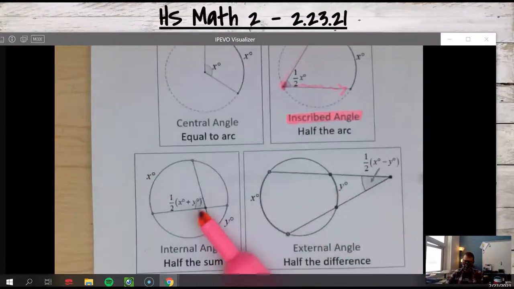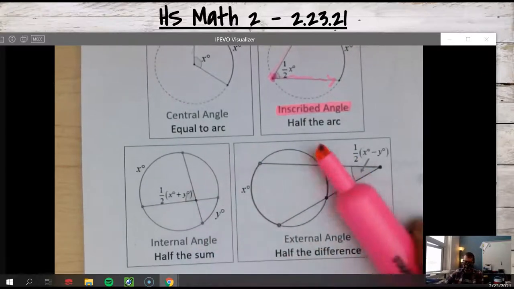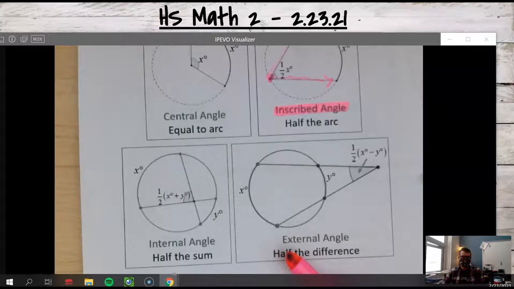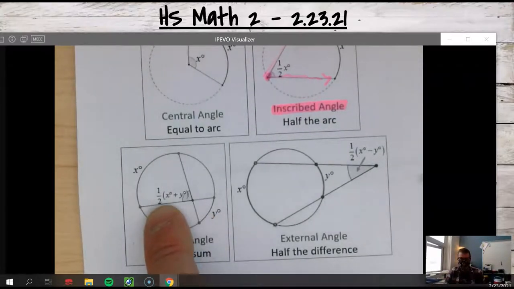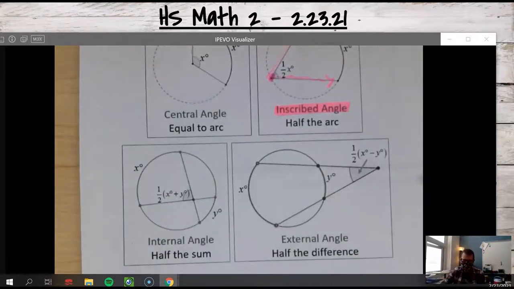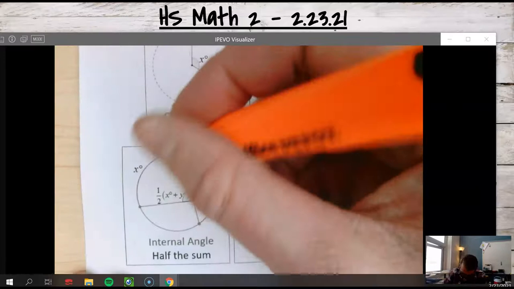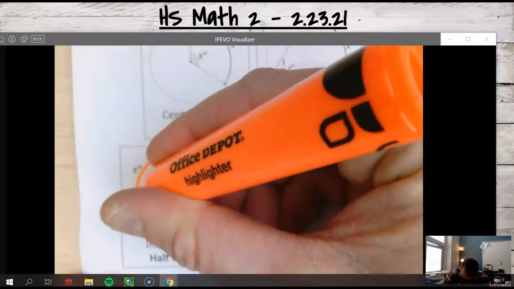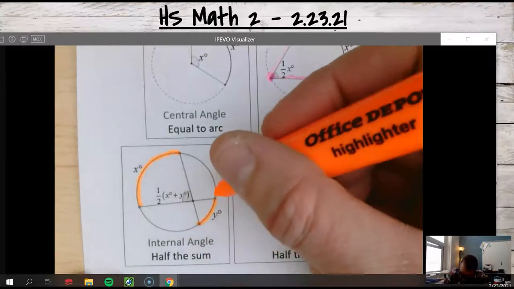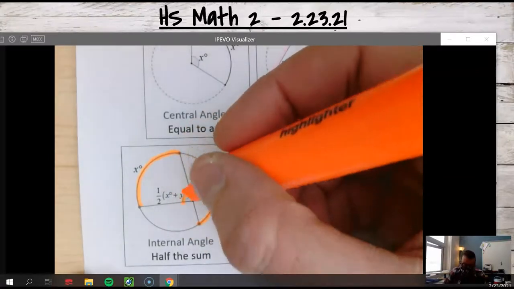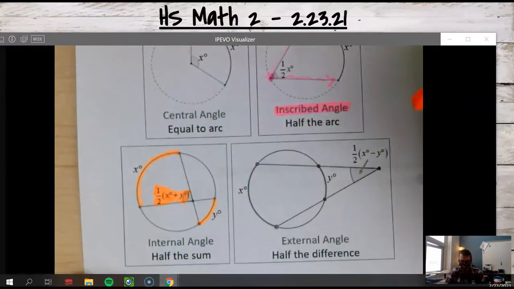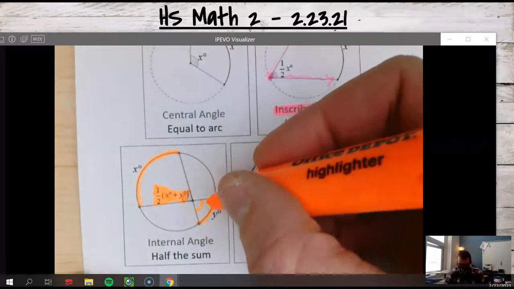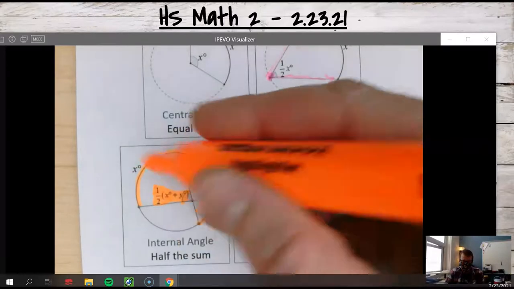Here are the weird ones, right? These two, these are the ones that I wanted to make sure that you had. If we have an angle that is not a central angle and is not an inscribed angle, then it is half the sum of the arcs. Guys, I would highlight something to help you remember this. If I add this arc and this arc together, essentially this angle is the average of them, but to average two things, we just halve it. And we know it's vertical to the other angle, so that's also half of the sum of the arcs.